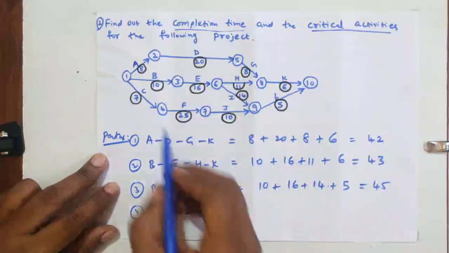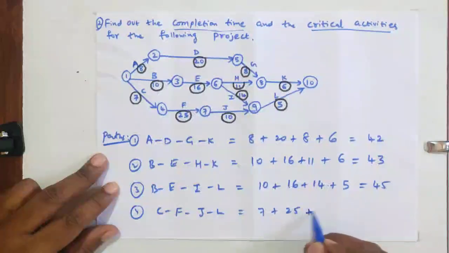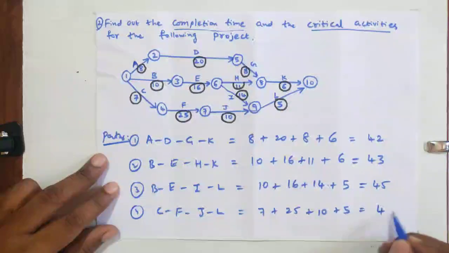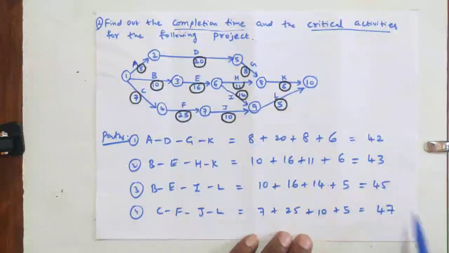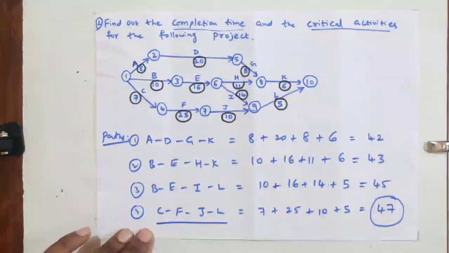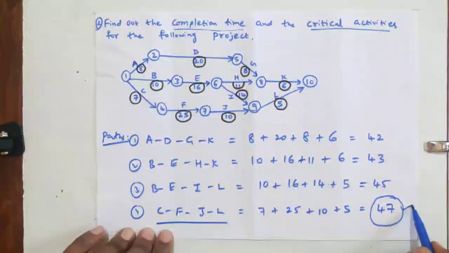Similarly, C, F, J and L: 7 plus 25 plus J 10 plus L 5. If you do the summation, we will get 47. If you observe 42, 43, 45, 47, this 47 is the highest compared to all four. So we will consider CFJL as the critical path, and the project completion time is 47 days.